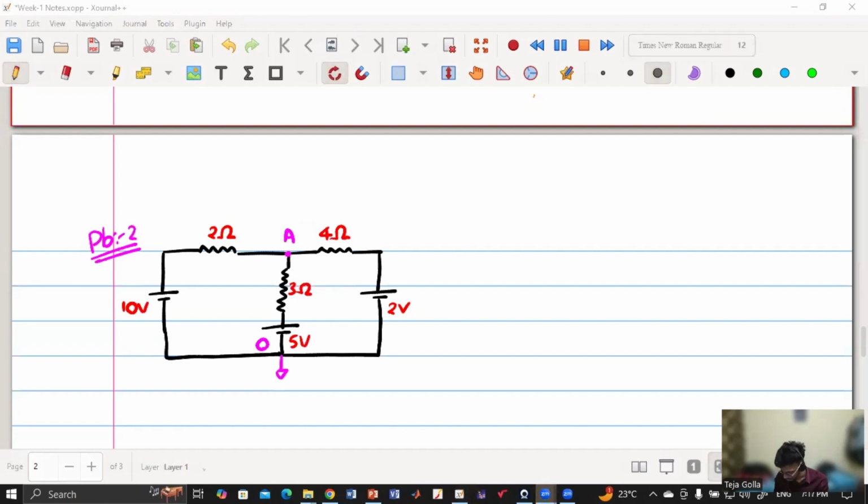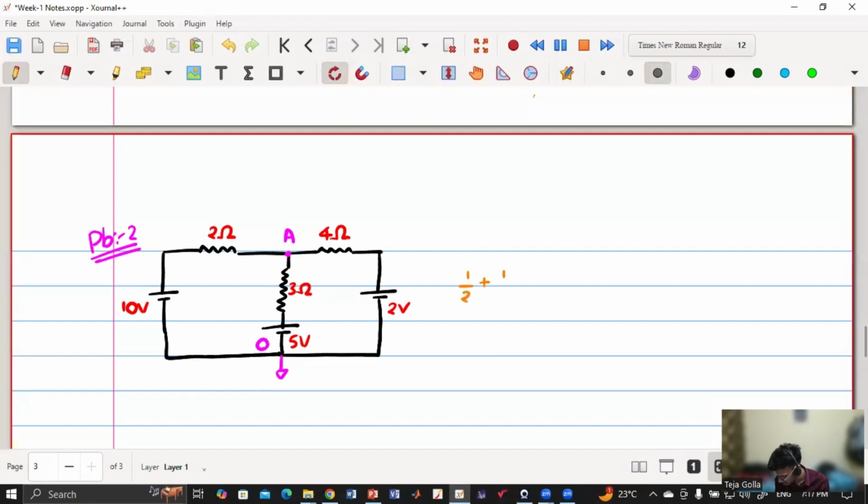1.083. Okay. So in terms of resistance, it will be 1/2 plus 1/3 plus 1/4. Just check what will be the value of that into VAO is equal to what will be on the RHS side? Voltage by resistance plus voltage by resistance of all the three branches.